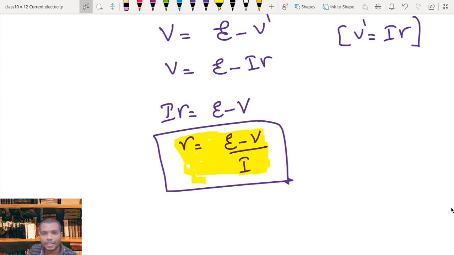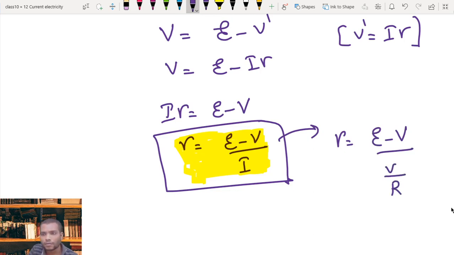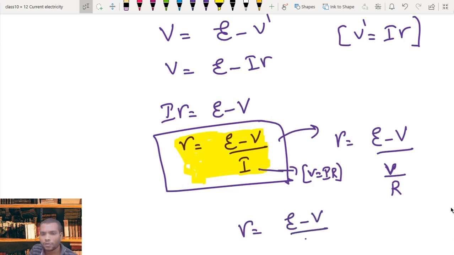So if we rewrite this expression again, by substituting I equal to V by R, therefore small r equal to E minus V upon I. Since I is here, I can write that in brackets here, by using Ohm's law, V equal to IR. So this is the terminal potential. Therefore, if we simplify that expression, r equal to (EMF minus V) upon V times R.